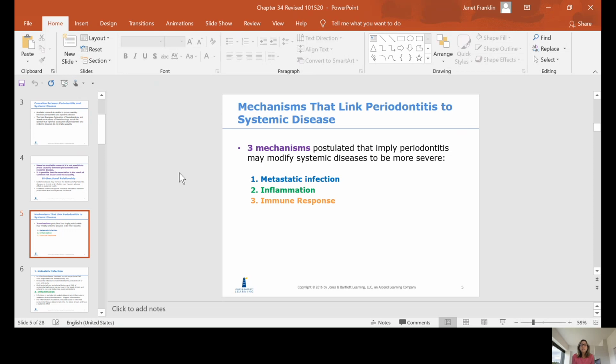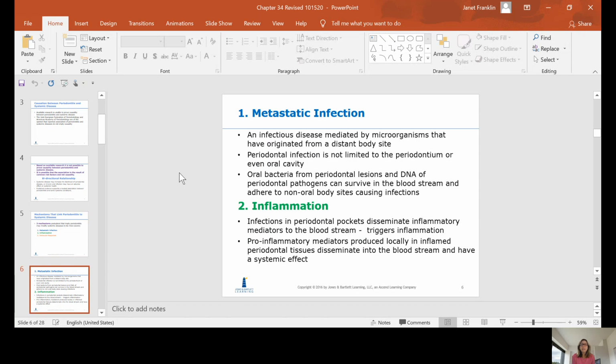Mechanisms that link periodontitis to systemic disease, there are three: metastatic infection, inflammation, and immune response. So let's look at each of those separately. Metastatic infection is an infectious disease mediated by microorganisms that have originated from a distant body site. You've heard of metastatic cancer, like metastatic breast cancer, where it metastasizes, or is found in another body site, like the lungs. It metastasized from the breast to the lungs.